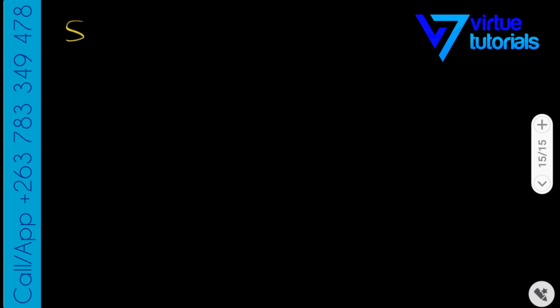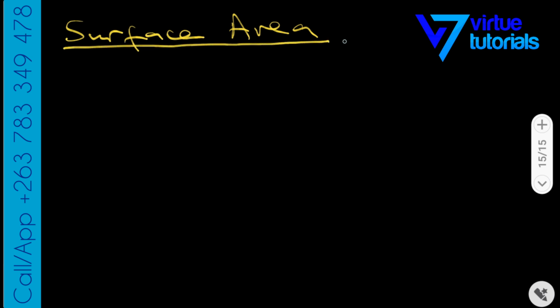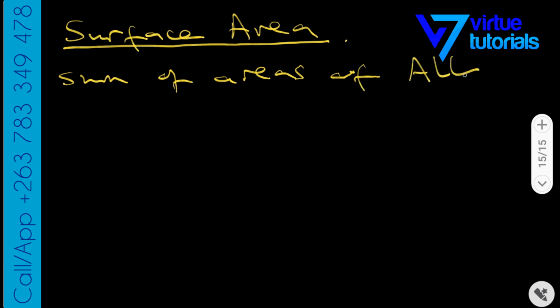Okay, so let's talk about surface area. Surface area. So what is surface area? This is the sum of areas of all faces of a shape.